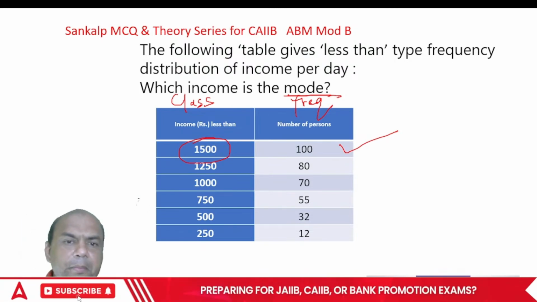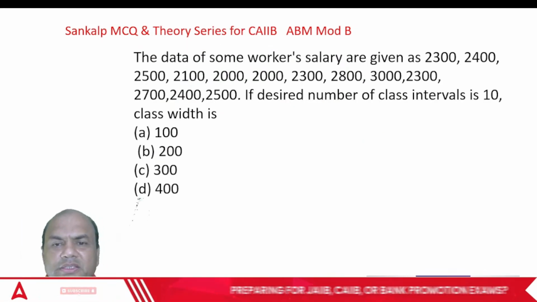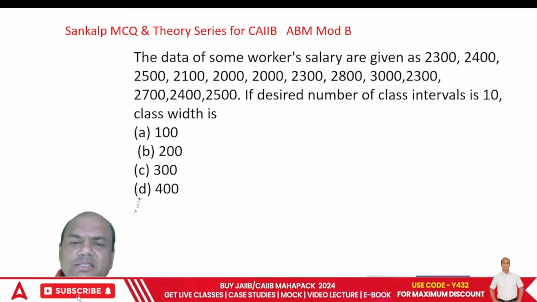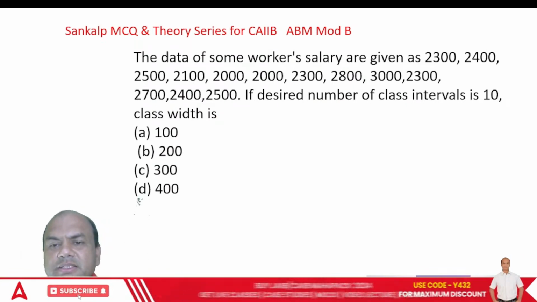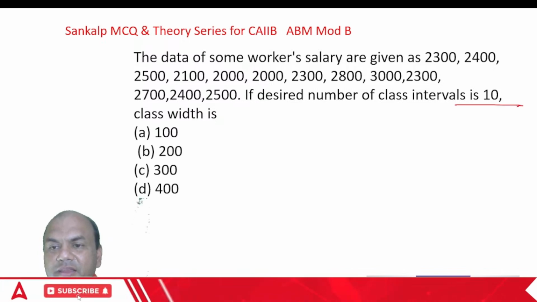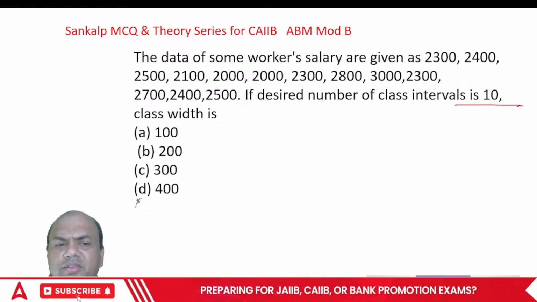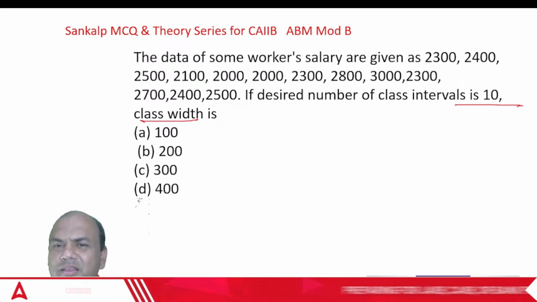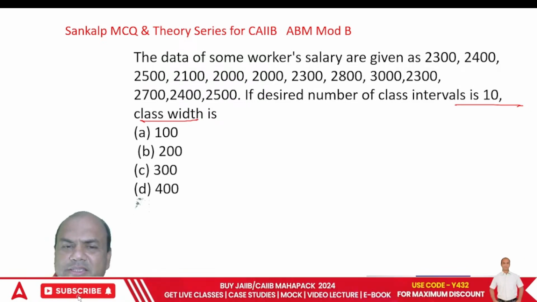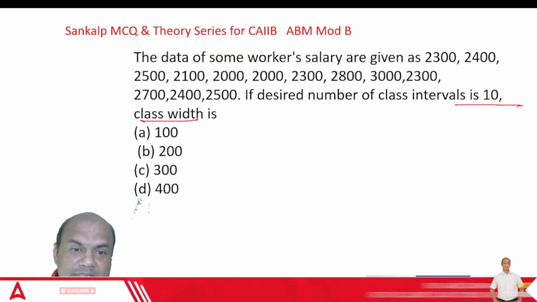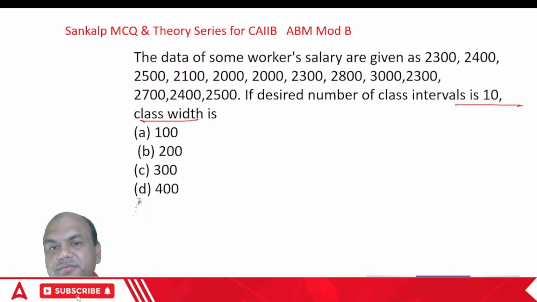The data of some workers is given, 2300. All these numbers are given. If the desired number of class intervals is 10, what is the class width? Now this you might have done earlier. I might have taken it earlier also. See here, it's very simple. Firstly, let me see how many of you are answering this.